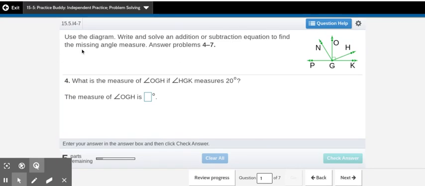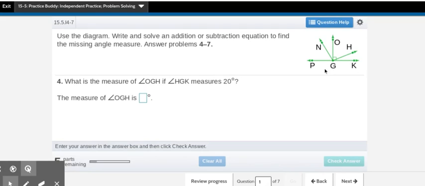All right, friends, this question says use the diagram. Write and solve an addition or subtraction equation to find the missing angle measure. Answer the problems below. So this is our picture that we have here. I will zoom in on it. So I got a little bit closer. This first question says, what is the measure of OGH if HGK measures 20 degrees?